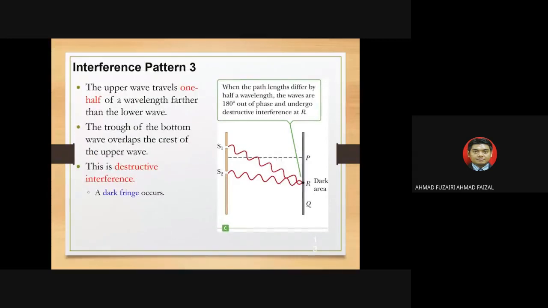For interference pattern number 3, the upper wave travels one half of a wavelength farther than the lower wave. But we can see from the figure here, the trough of the bottom wave overlaps with the crest of the upper wave, giving rise to destructive interference. As a result, a dark fringe is observed at point R.